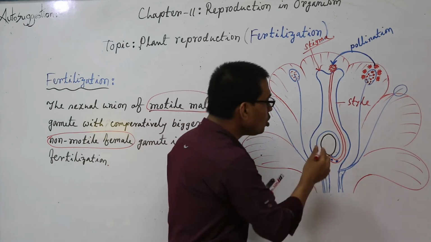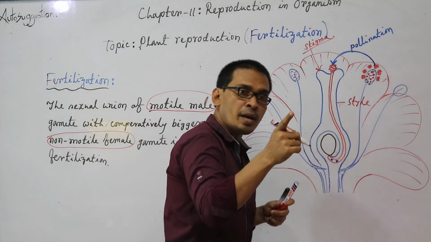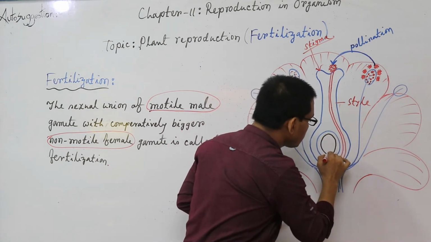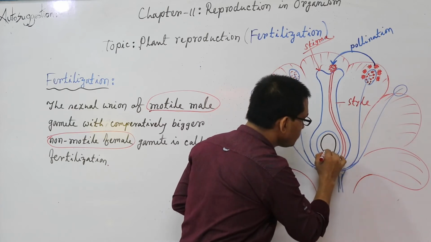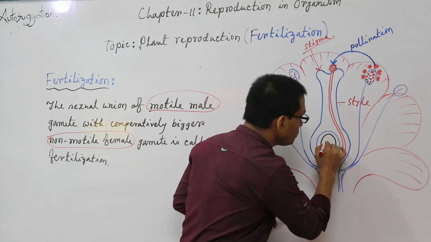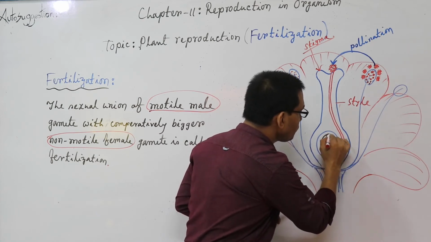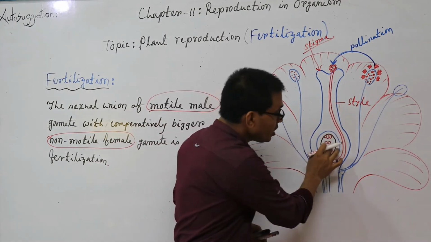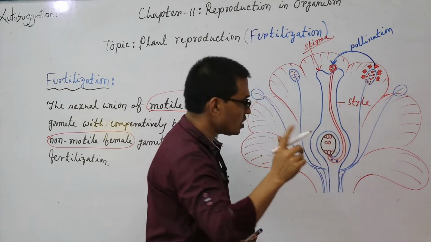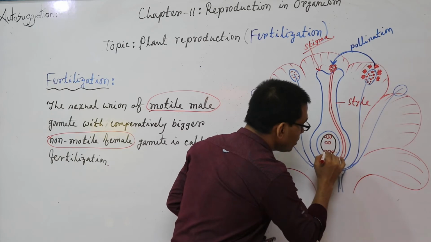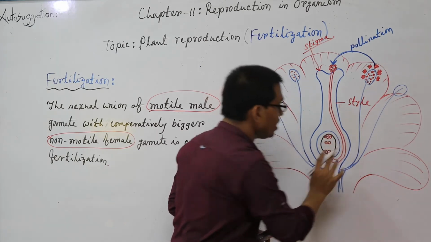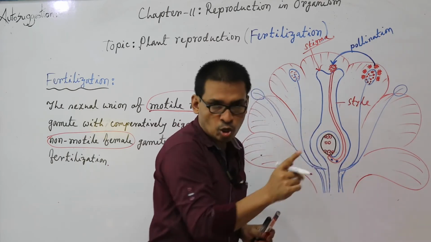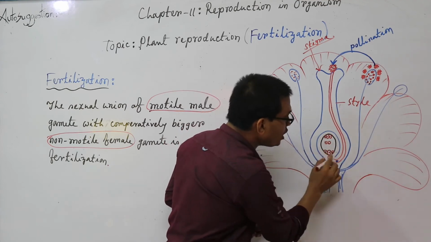Inside the ovule, by the process of megasporogenesis, the female gametophyte has already been produced. This is the egg, synergid cell, secondary nuclei, antipodal cell. Inside the ovule, it happens by the process of megasporogenesis: egg, synergid cell, antipodal cell, secondary nuclei. When this pollen tube reaches near the micropyle, the end of the pollen tube bursts.